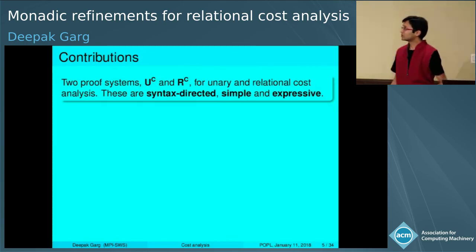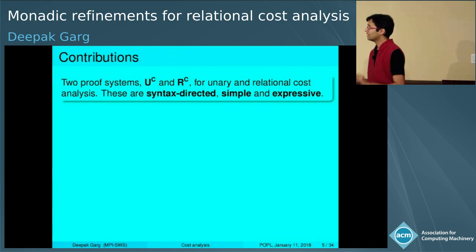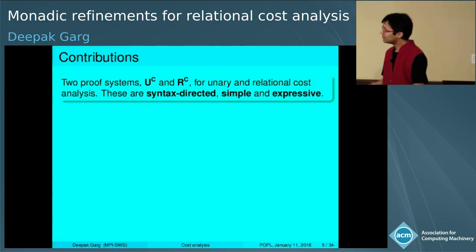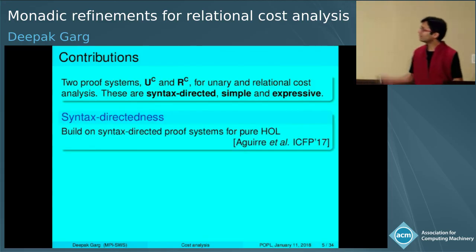So the concrete contribution of our work is not one but two proof systems, which we call UC and RC, for unary and relational cost analysis. Importantly, these systems are syntax directed, quite simple, rather elementary actually, and very, very expressive. So let me comment on these three things.